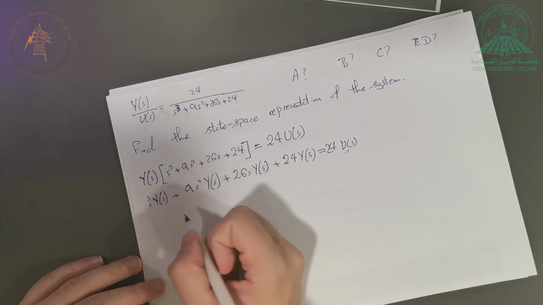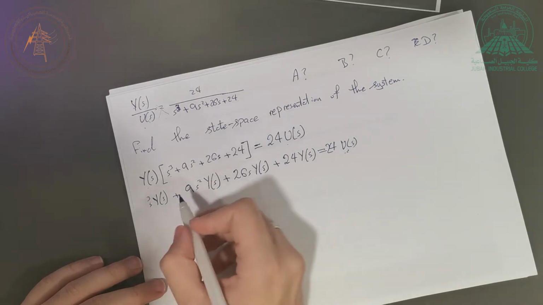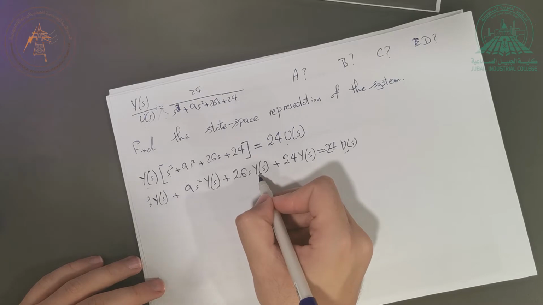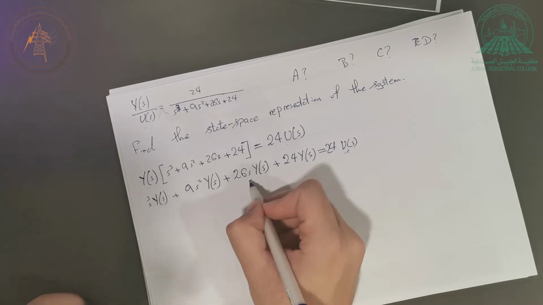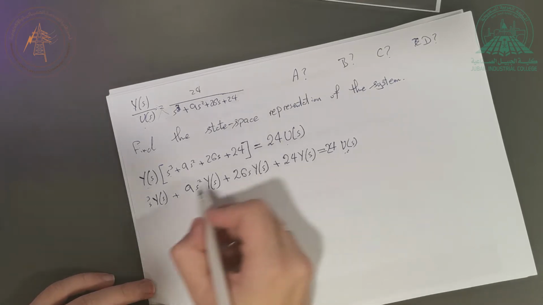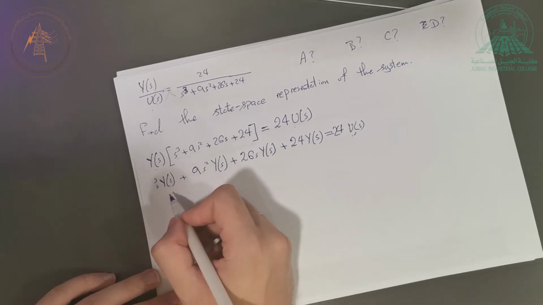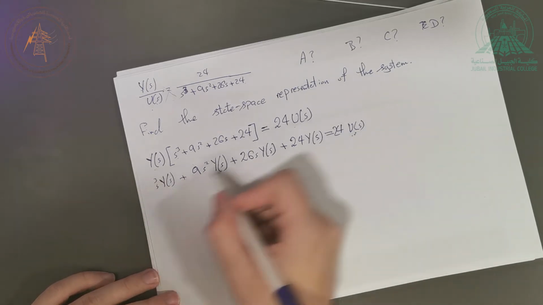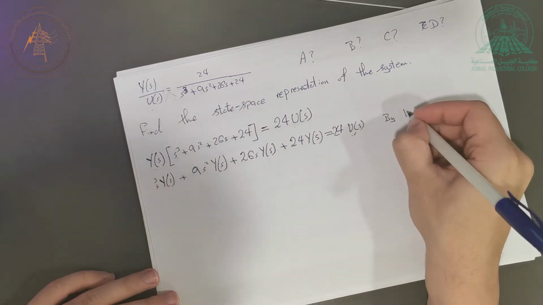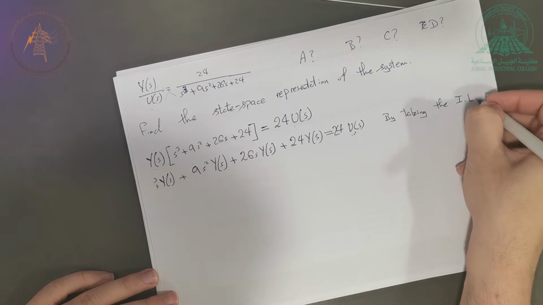So if you can guess what the next step is going to be, because this is in the frequency domain, when I say s multiplied by y of s, what does that mean? In time domain, it means this is differentiation. So this is first derivative, this is second derivative, this is the third derivative, right? Do you remember, ya shabab? So what I'm going to be doing, I'm going actually to take the inverse Laplace transform of all of this.